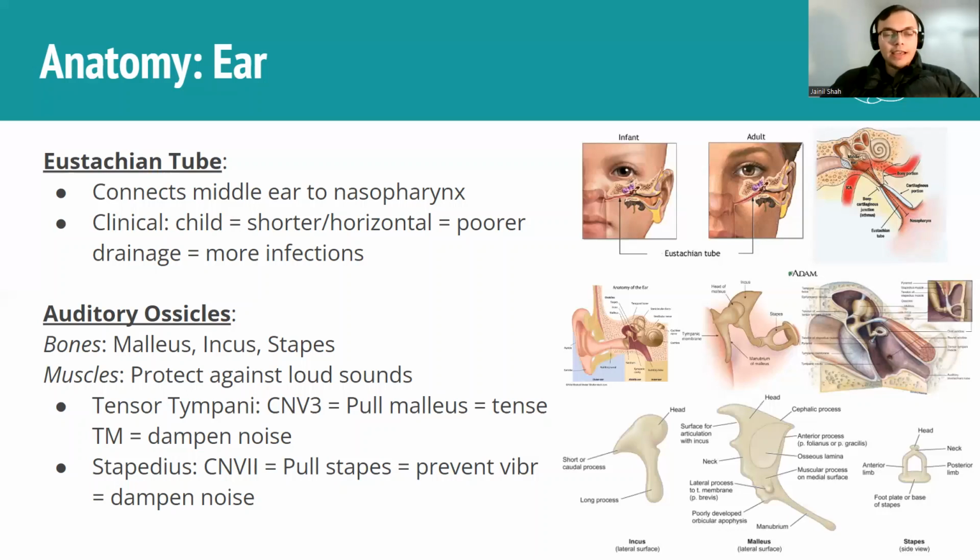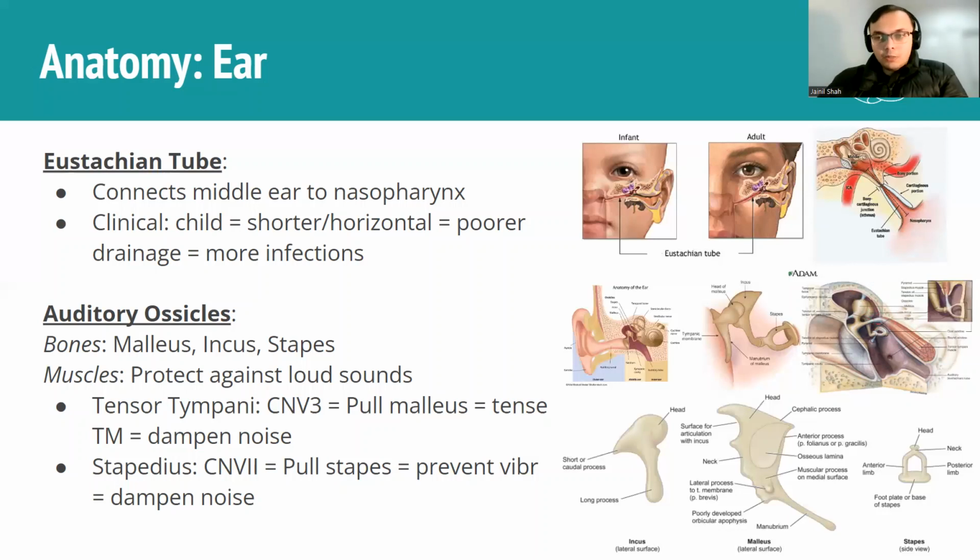So tensor tympani is therefore innervated by a higher up nerve, which is cranial nerve V3, trigeminal, and it's going to pull the malleus and tense the tympanic membrane and therefore dampen noise in that way. And you can see that muscle here, tensor tympani, right? And you can see also how it ends up forming the posterior wall, because this is the view that we're seeing. This is the posterior wall. It's sort of coming out of there and forming what's called the pyramidal eminence, but that's not too important to know.